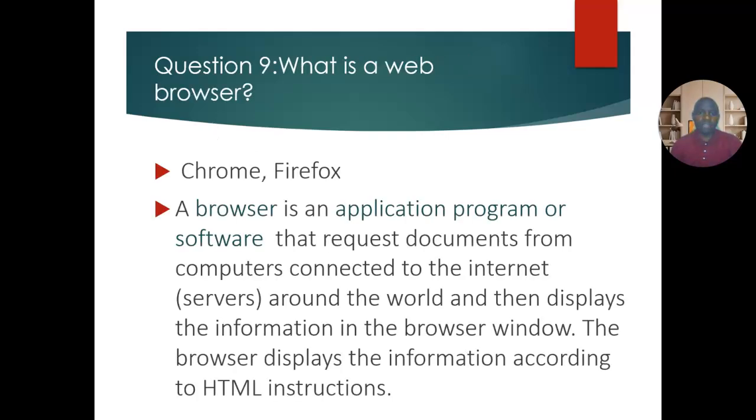What is a web browser? Examples of web browsers are Chrome and Firefox. A web browser is an application program or software that requests documents from computers connected to the internet, servers around the world, and then displays that information in the browser window. The browser displays the information according to HTML instructions. HTML is hypertext markup language.